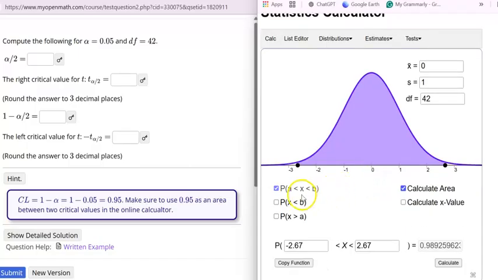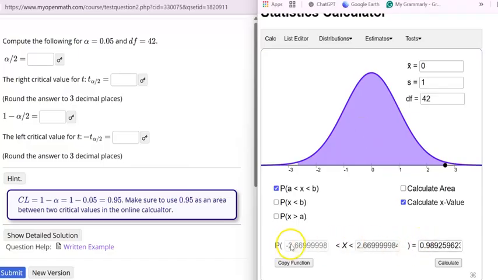Now from here, since this 0.95 is the area between two critical values that we are looking for, I got to choose this option, probability of x between a and b. Here pretty much x is t, okay? Now you are looking for the x value, in other words the t value, but notice that the area is given here, so you find the x value here. That means same as saying find the t value, where the area in the middle is 0.95.